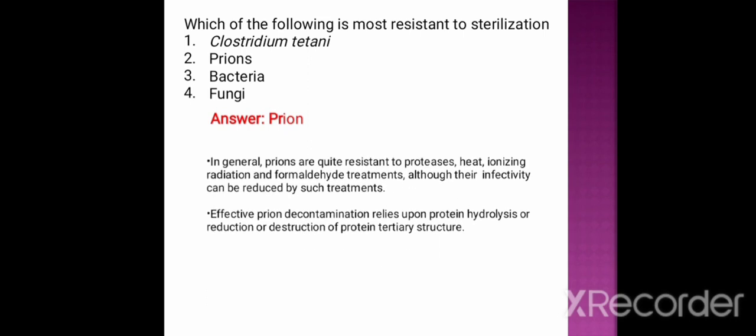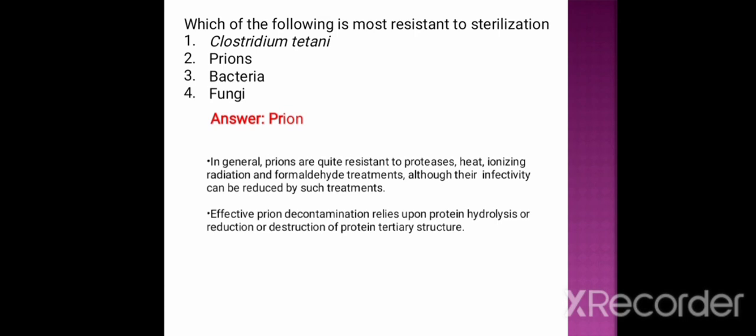Next question. Which of the following is most resistant to sterilization? Option 1, Clostridium tetani. Option 2, prions. Option 3, bacteria. And option 4 is fungi. And the correct option is prion. Prions are misfolded or unfolded proteins. That is, they are proteinaceous material. In general, prions are quite resistant to protease, heat, ionizing radiation, and formaldehyde treatment, although their infectivity can be reduced by such treatment.